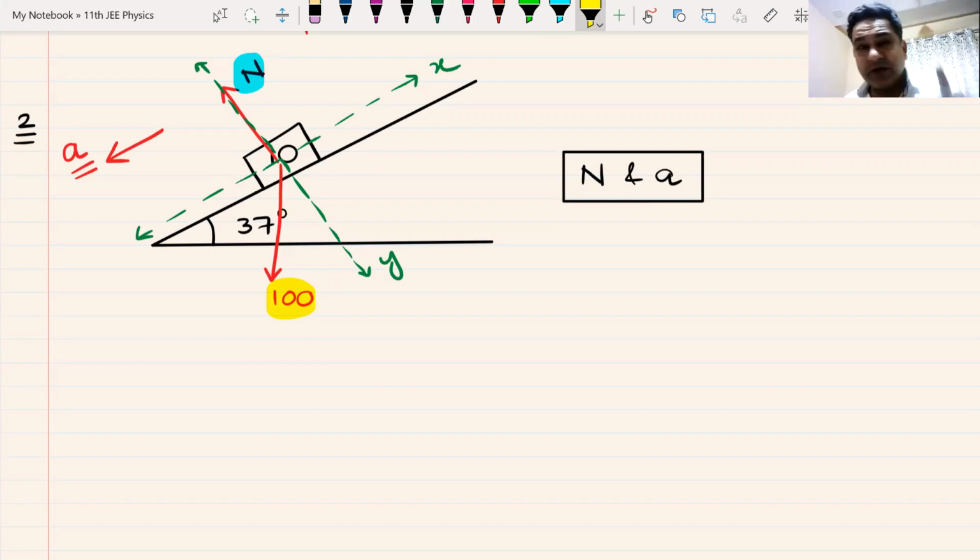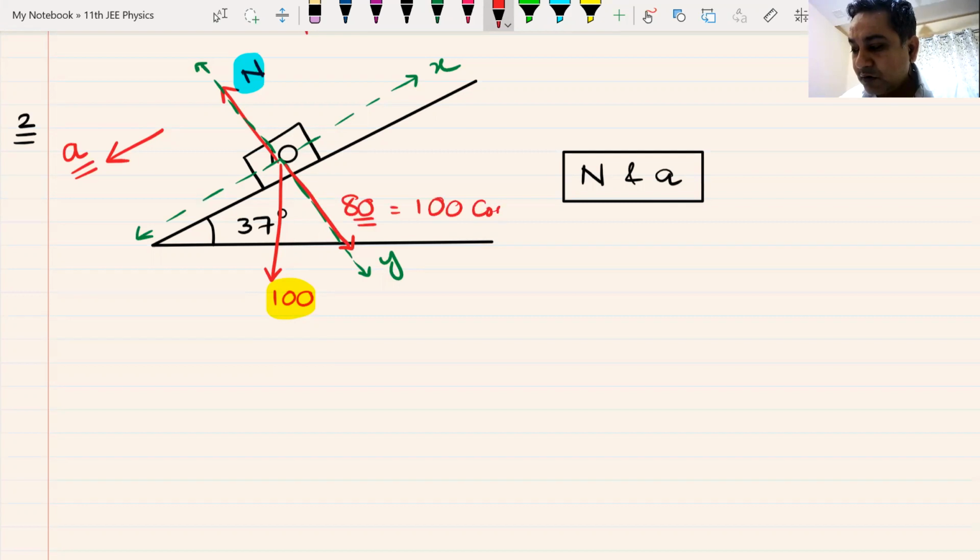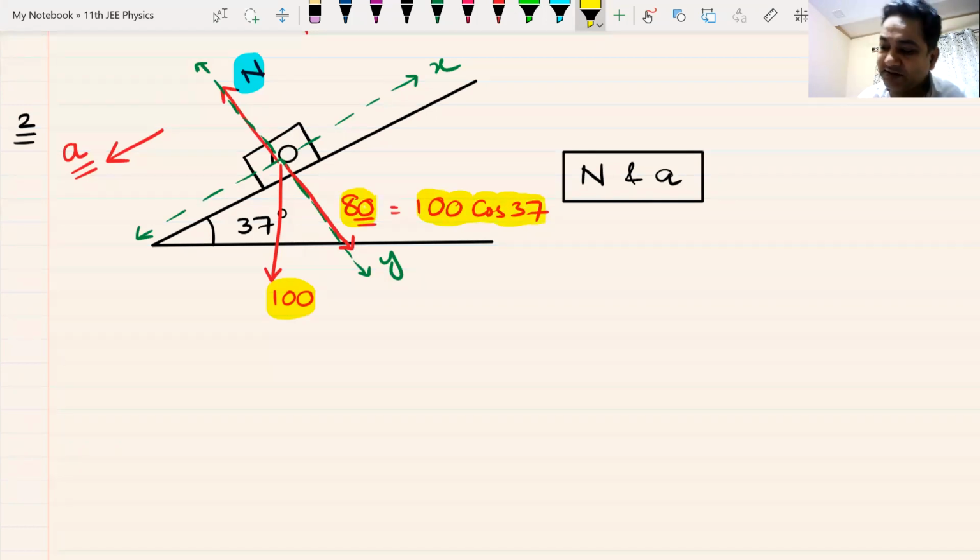Remember it. I've already told you how to resolve this 100 Newton. I've told you that this one becomes 100 cos theta. Remember it, 100 into cos 37, which is 100 into 4 by 5. So this will become 80 Newton, which is nothing but 100 cos of 37. Do we understand this, everyone? This 80 is 100 cos of 37. Do we understand this, everyone?